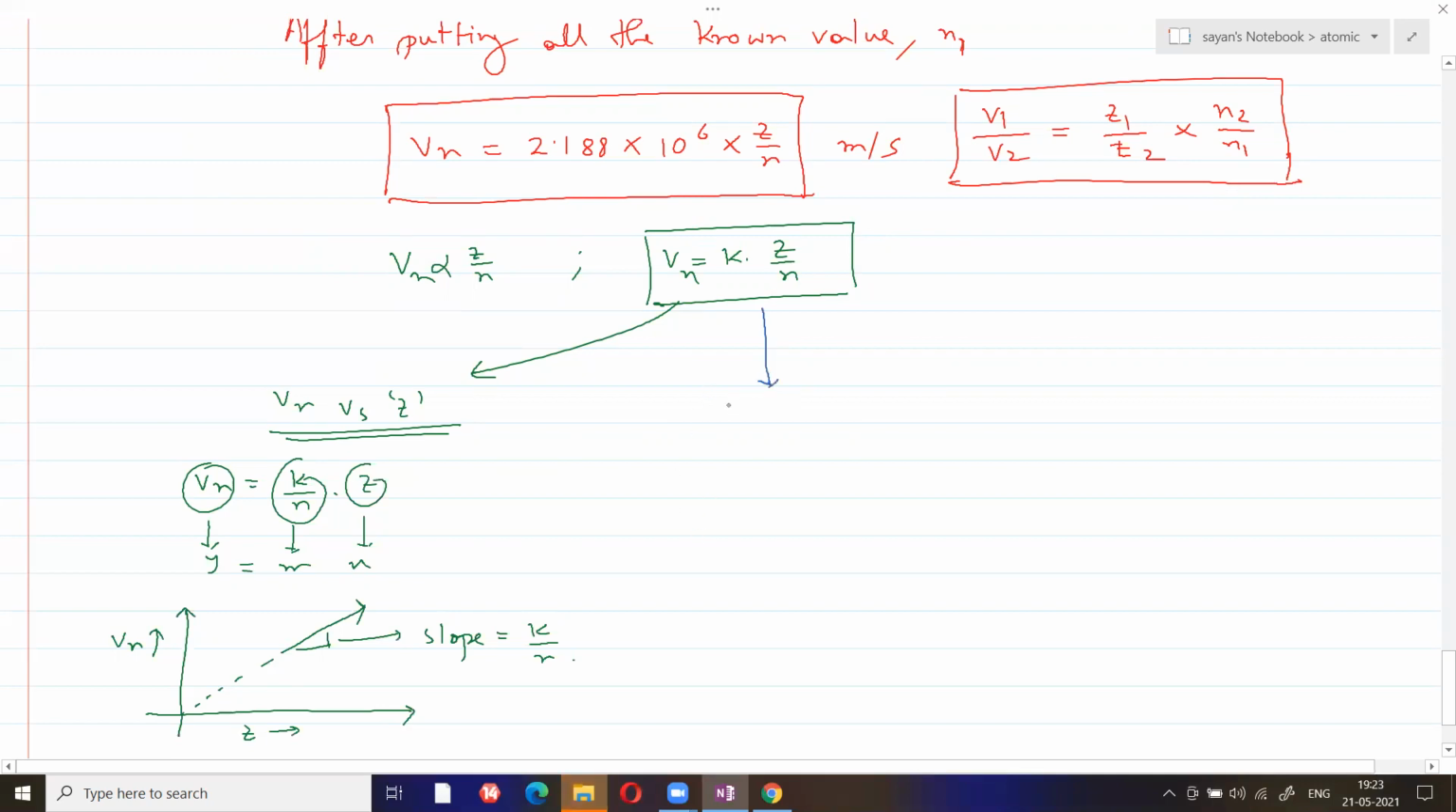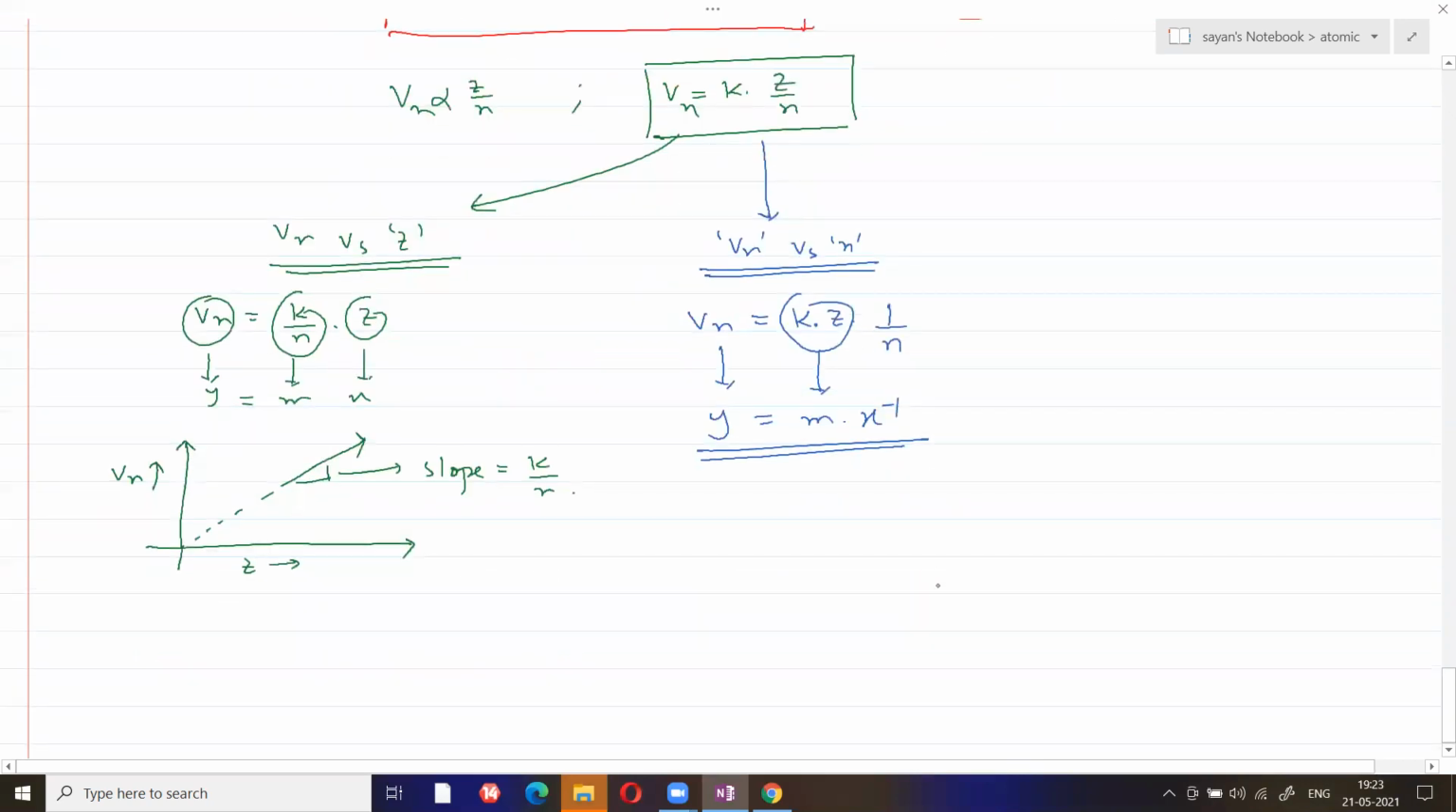If you go through the second graph, I am taking vn versus n. Kz divided by n. So this one is y, this one equals to m. 1 by n, can I write x inverse? So what is y equals to m x inverse graph? Vn versus n, the graph is rectangular hyperbola. Nature of graph, hyperbola.